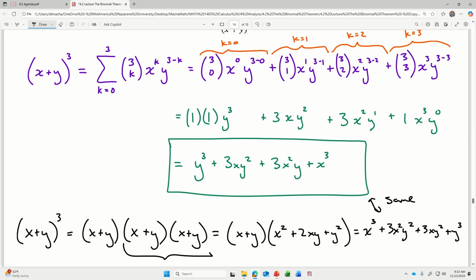And then lastly, here, I'm talking about how many ways can I choose 3 out of the 3 x's. Of course, there's only one way to get 3 x's: 1, 2, 3. And that's how many ways I can get x cubed.